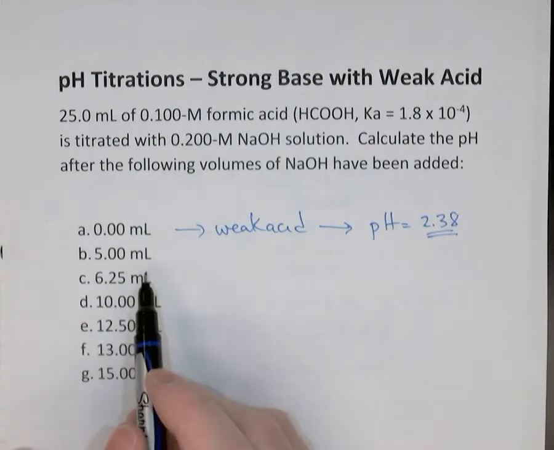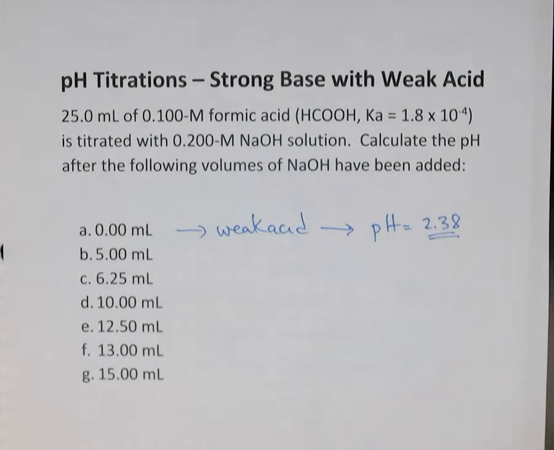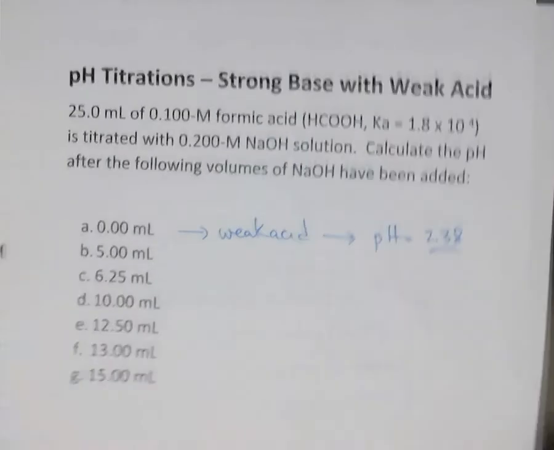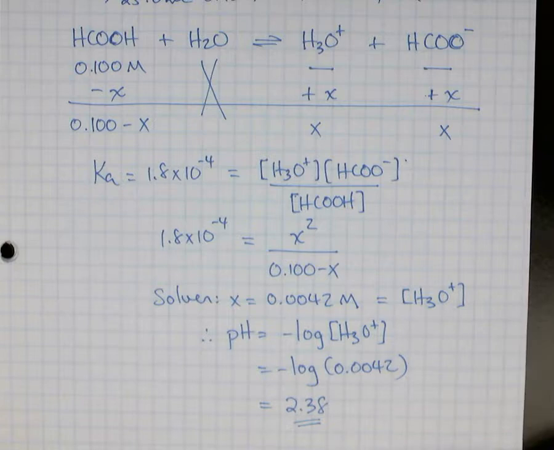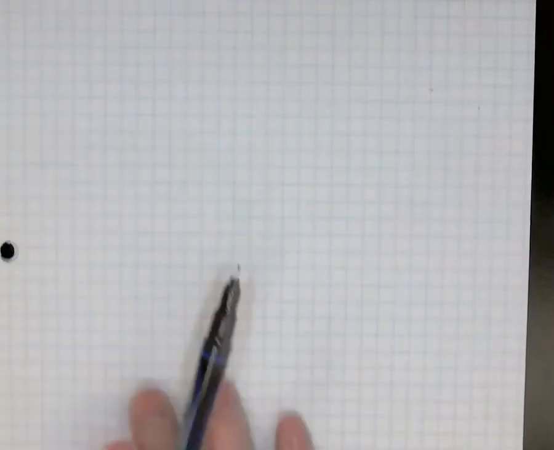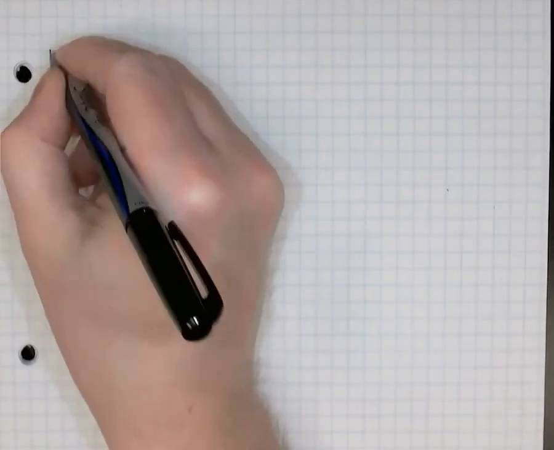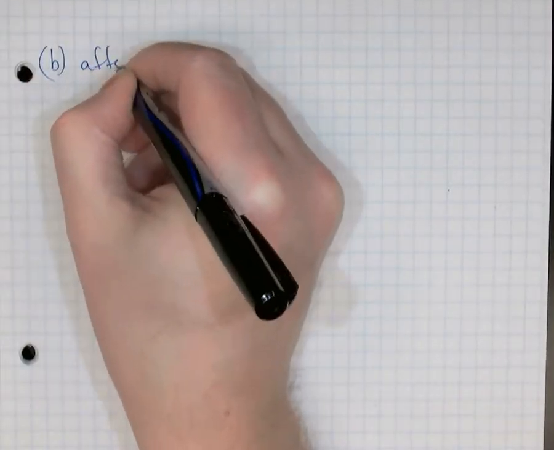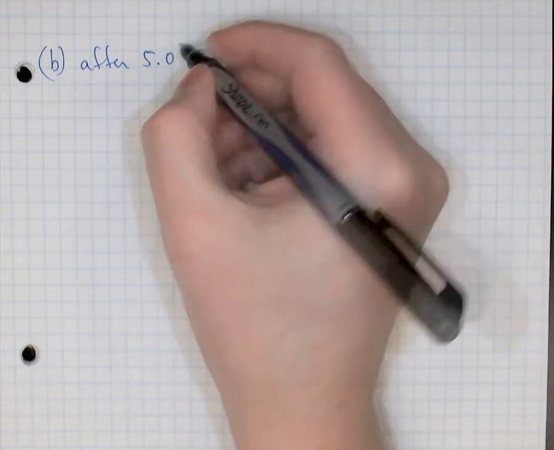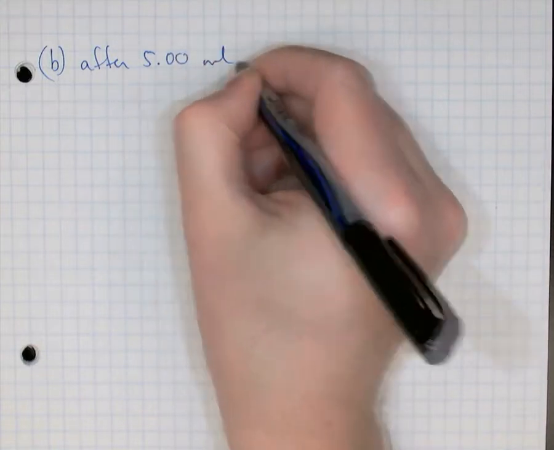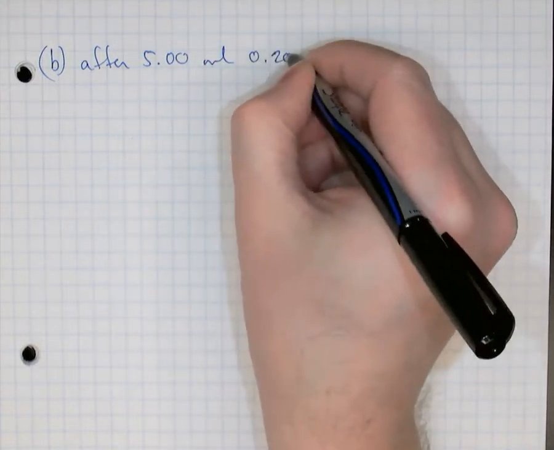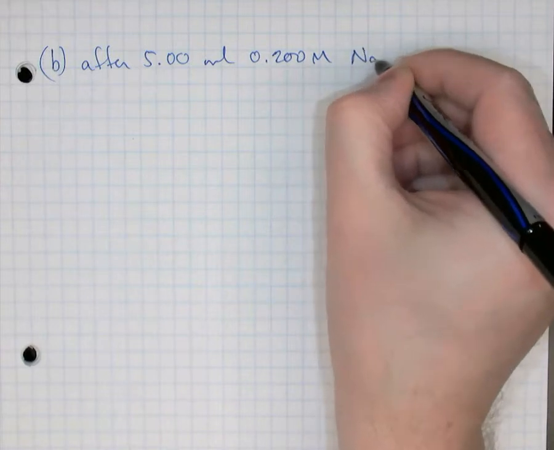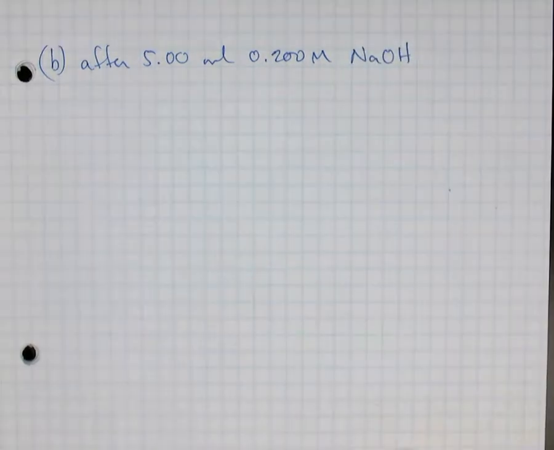So now let's begin the titration by adding 5 mils of the sodium hydroxide. Alright, so part B, after 5.00 milliliters of 0.200 molar sodium hydroxide has been added.